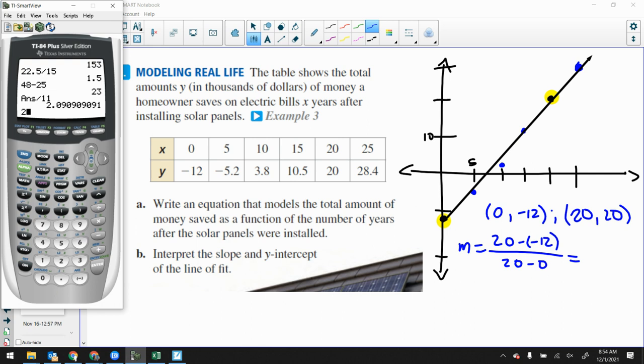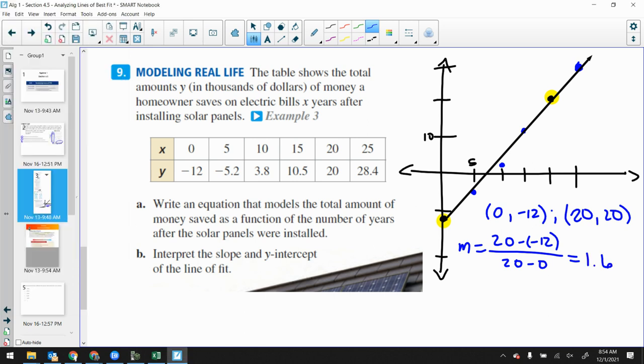So 20 minus a negative 12 gets us 32, and then divided by 20 minus 0, which is 20. What did you get for your slope? 1.68. See, it's very, very close, right? No matter what 2 points we pick along this line, the slope is going to be pretty close, somewhere around 1.5, 1.6, 1.7, something like that. Did anybody get any different? What did the key say? 1.5. Yeah, so somewhere around there.